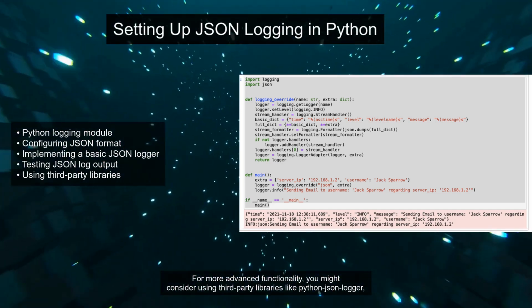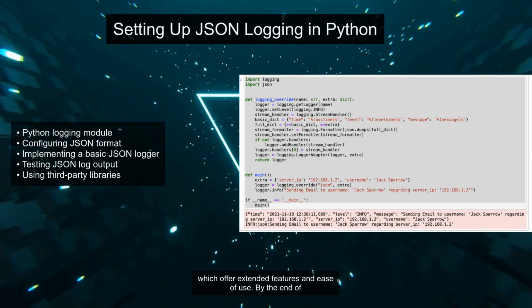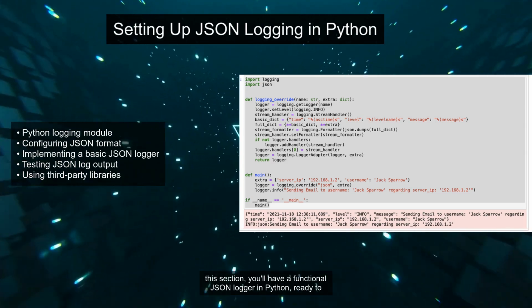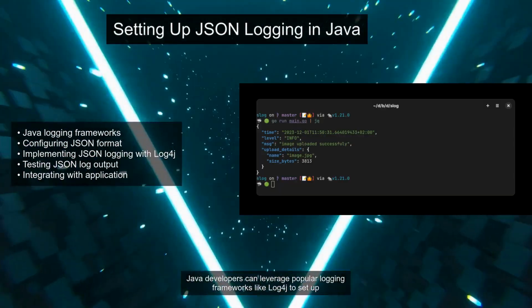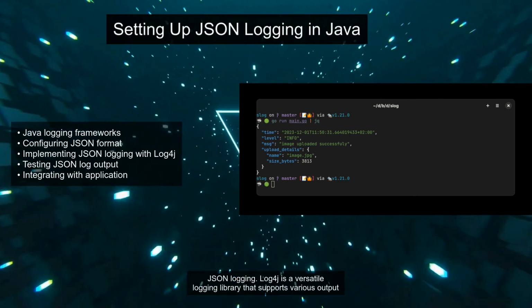For more advanced functionality, you might consider using third-party libraries like Python JSON Logger, which offer extended features and ease of use. By the end of this section, you'll have a functional JSON logger in Python, ready to enhance your application's logging capabilities. Java developers can leverage popular logging frameworks like Log4j to set up JSON logging.